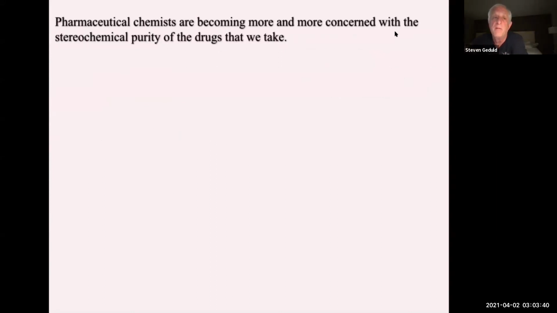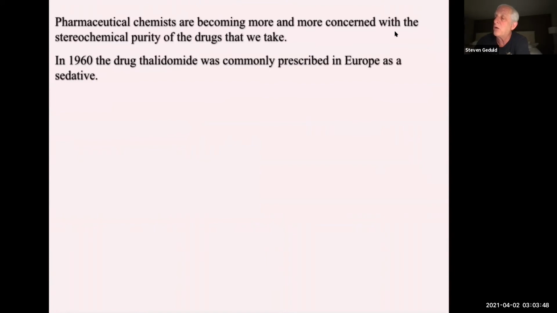Pharmaceutical chemists are becoming more and more concerned with the stereochemical purity of the drugs that we take. You have to remember that in the 1960s, there was a drug called thalidomide, commonly prescribed in Europe as a sedative. It was used in pregnant women as an anti-nausea drug, and it worked great. It relieved nausea. The only problem was the opposite form, the L form, which caused severe birth defects.